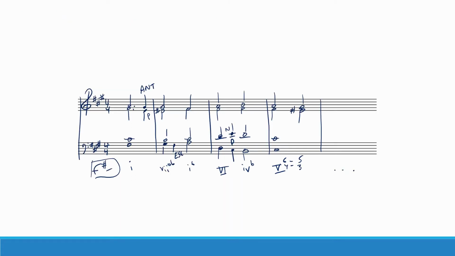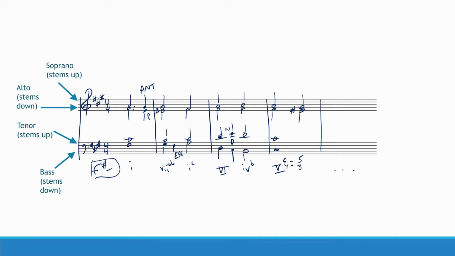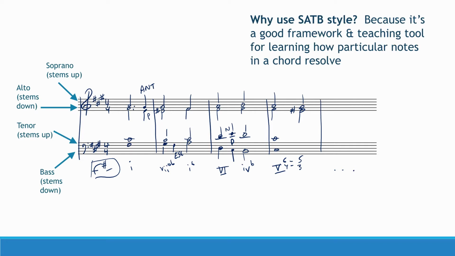So in 4-part writing, we're essentially writing for voice: soprano, alto, tenor, and bass. 4-part writing is used when teaching harmony concepts simply because it gives a good framework for teaching students what notes need to resolve and in what particular ways.